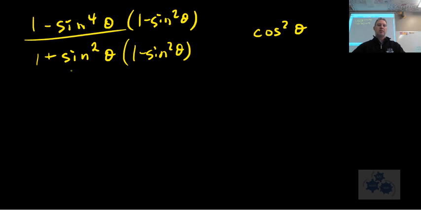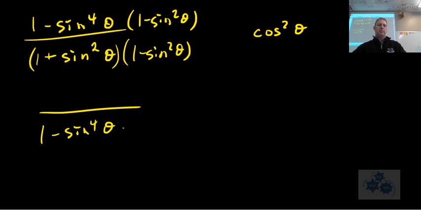Now the conjugate is the same terms, just opposite signs, because that is going to yield you on the bottom a difference of squares, right? So this is actually going to equal, you're going to have 1 minus sine to the fourth theta. Okay. And then up top, okay, so one. Now up top, you have to be careful.